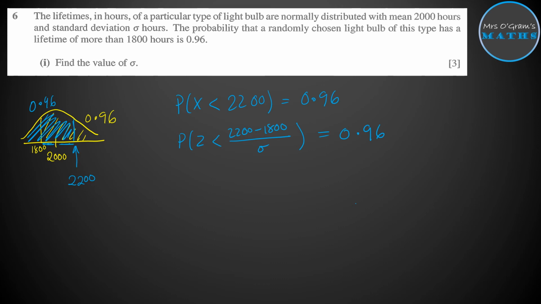Use the standardizing to turn that into Z. Reading backwards off our table, we can see that 1.75 would give us an answer of 0.96. And I just realized I had put 1800 instead of 2000, so I've just replaced those as the means, which gives us the standard deviation when we solve that equation of 208.3 hours.